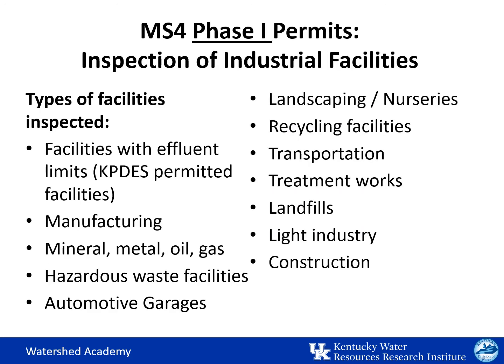Phase 1 permits also require the inspection of industrial facilities to determine if they are contributing to water quality problems. This slide lists some of the different types of facilities that might be inspected under this program. Again, this is for Phase 1 permits and not for the smaller Phase 2 communities.